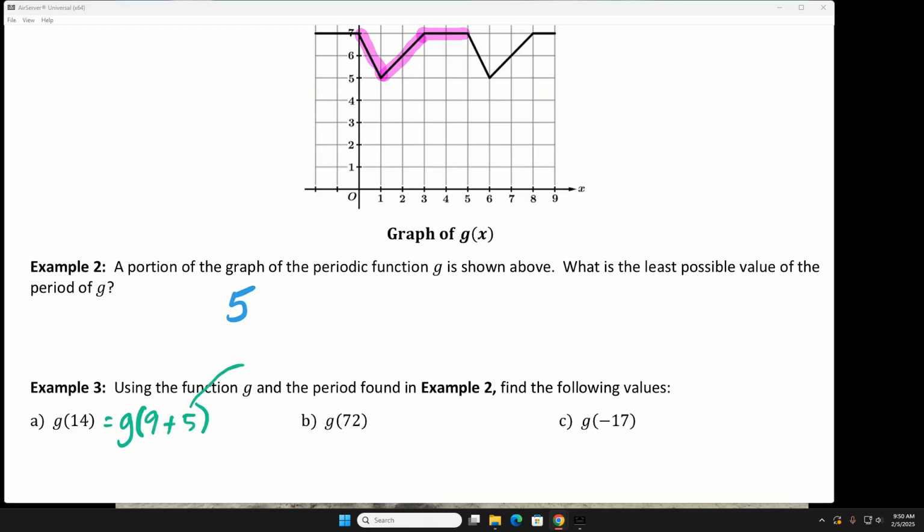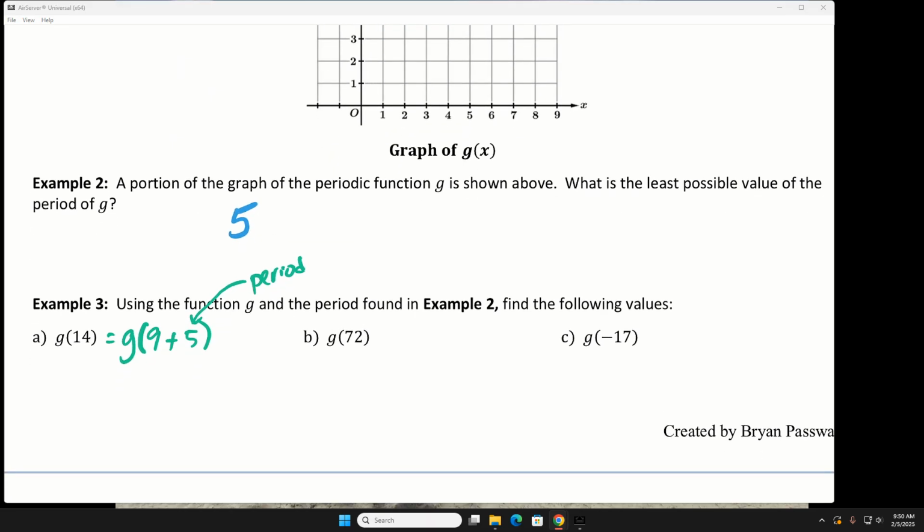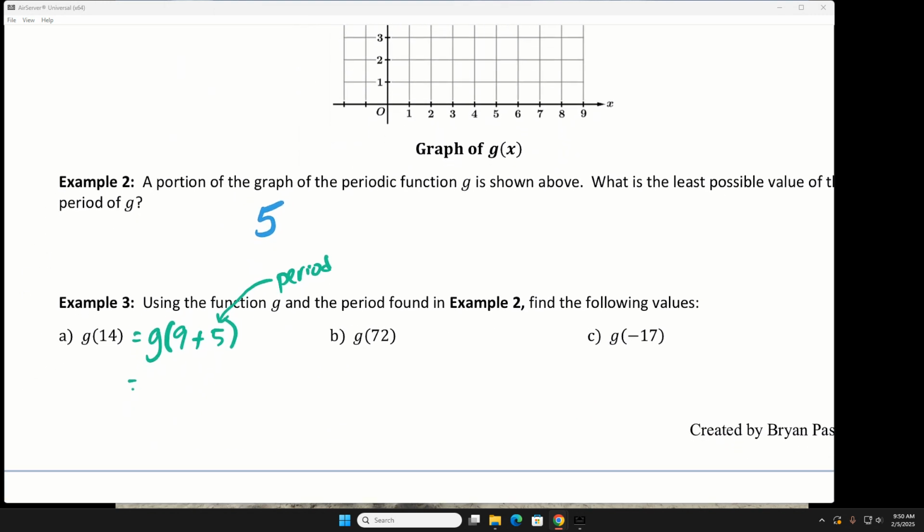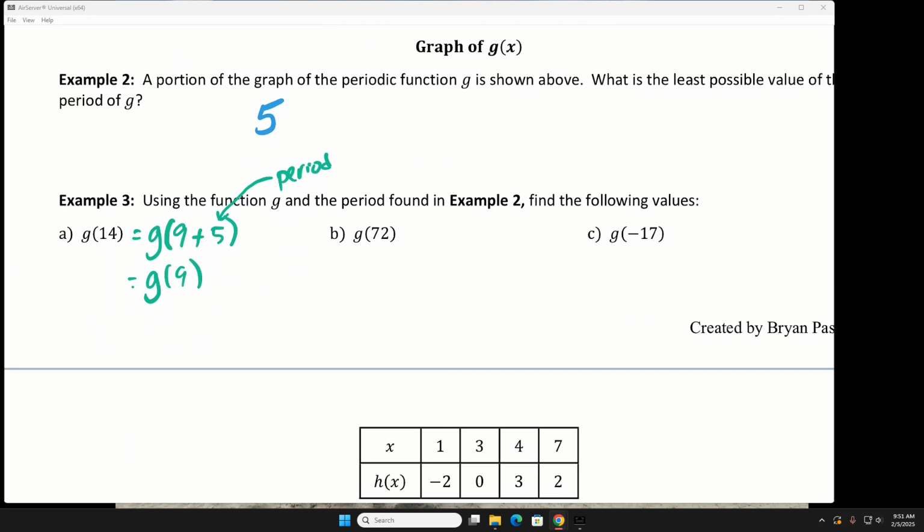So I just took a value from the table and added a period to it. Just like g of 1 is the same as g of 6 because you add 5 to it, and g of 3 is the same as g of 8 because we add 5 to it, we can just drop off that multiple of the period. So g of 14 is going to be the exact same as g of 9. And what is g of 9? 7.